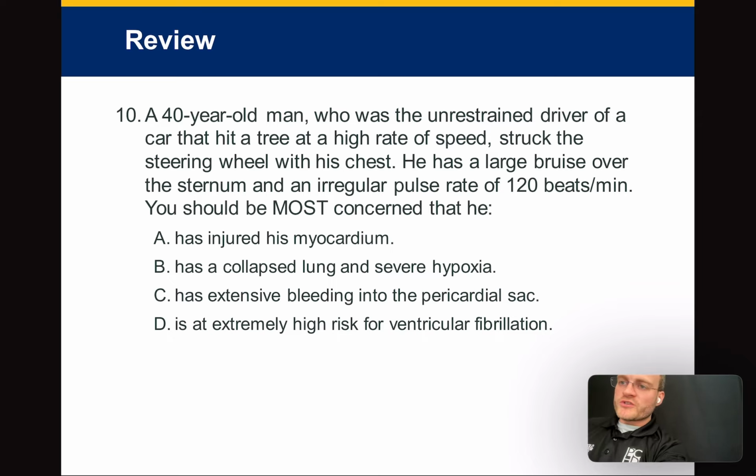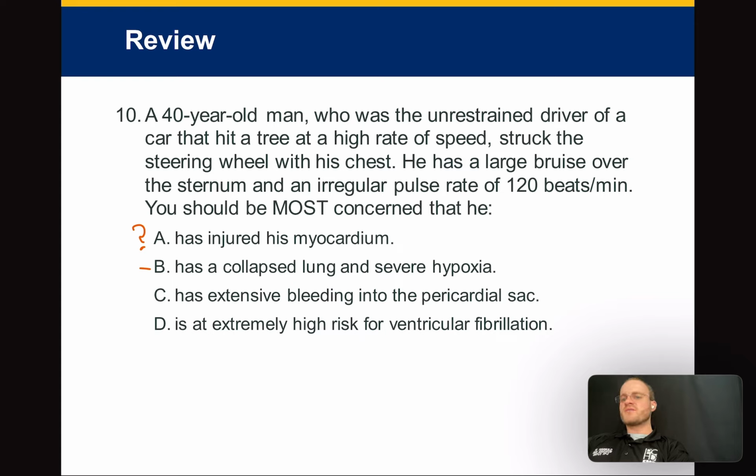A 40-year-old man who was the unrestrained driver of a car hit a tree at a high rate of speed, struck the steering wheel with his chest, and he has a large bruise over his sternum and a regular pulse rate of 120 beats per minute. You should be most concerned that he has injured his myocardium. Let's whip through these answer choices. I'm going to say, yeah, that's certainly something I'm worried about. Has a collapsed lung and severe hypoxia? It doesn't say anything about the lungs. It has extensive bleeding into the pericardial sac?